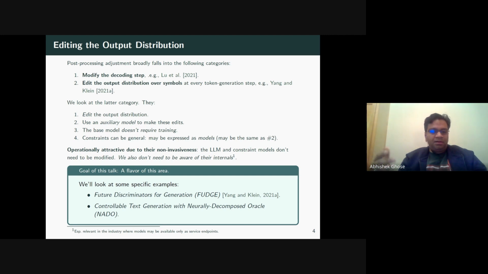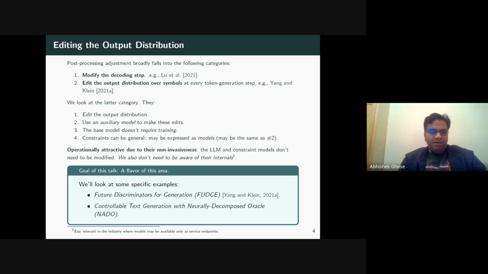Right? It's not like you have to express what you want as a rule, or express it as a finite automata of some sort. You can actually learn a model that can take a text and just give you a value saying that this follows your constraint or this does not follow your constraint.